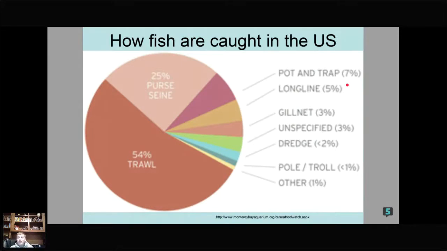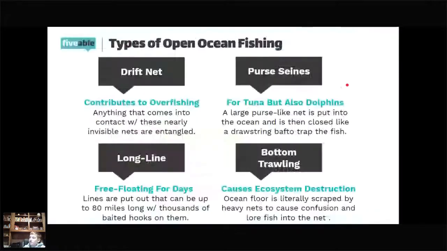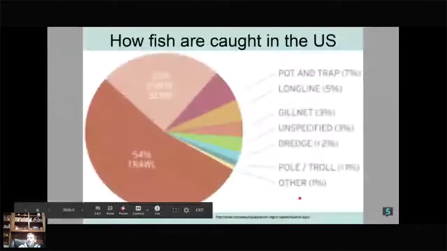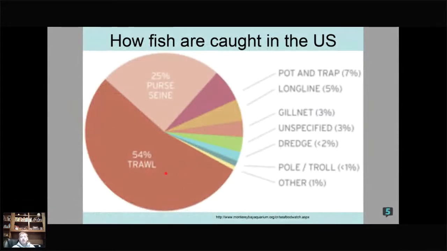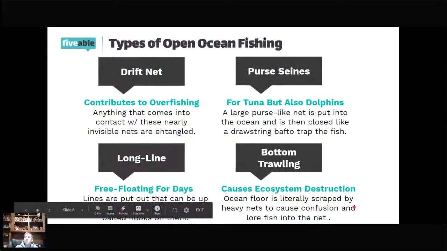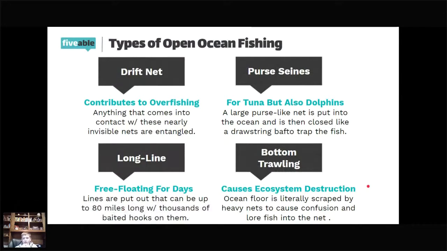So there are pros and cons to all of these types of fishing methods. And what's our last one? Bottom trawling. Now, we can look back at the graph. It accounts for 54% of fishing in the US, the biggest category by far. Now, what is trawling? It causes ecosystem destruction. I feel like we hear that a lot in AP Environmental, don't we? I think we do. Maybe we should read some more about it.